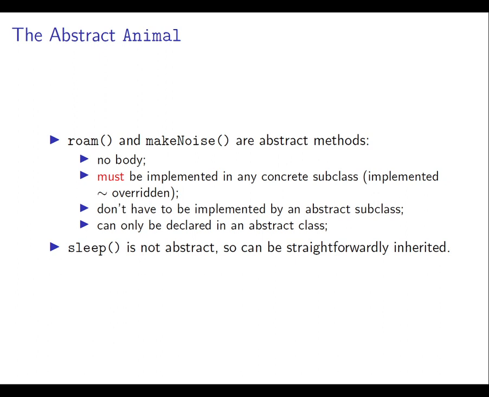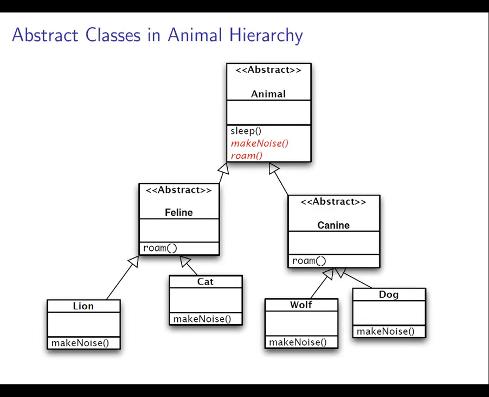Any abstract method must be implemented in any concrete subclass, otherwise the compiler will complain. Yes, nothing more to say about that, I don't think. Right. And so here we have the animal hierarchy showing the abstract classes. There's actually a tiny UML error in this, but I will leave that as an exercise for the truly pedantic.